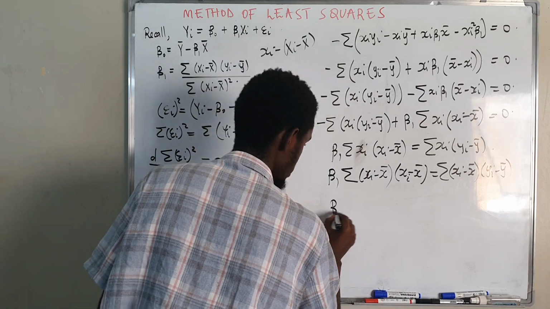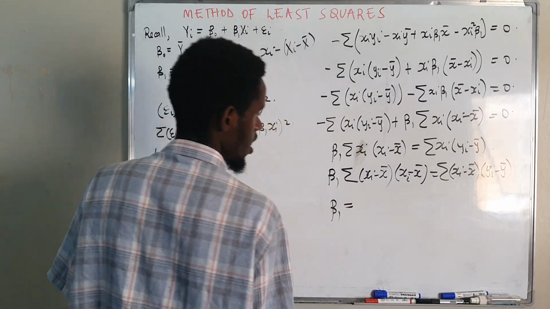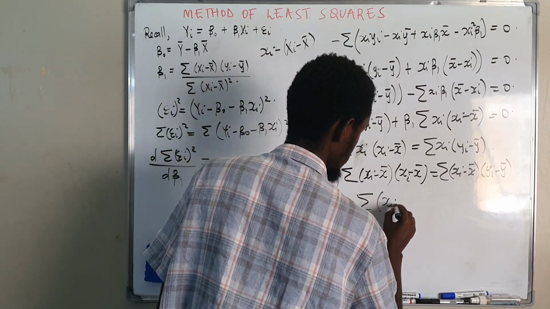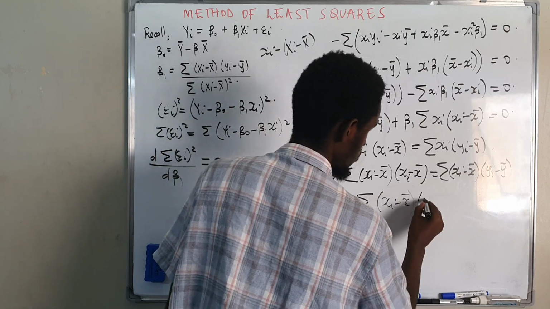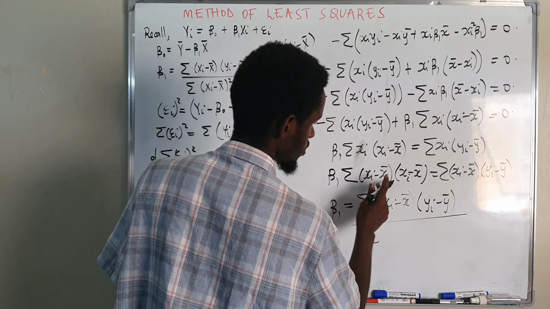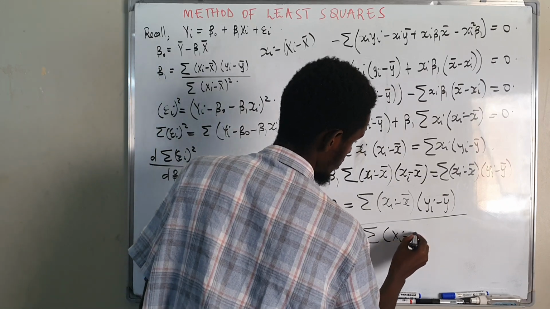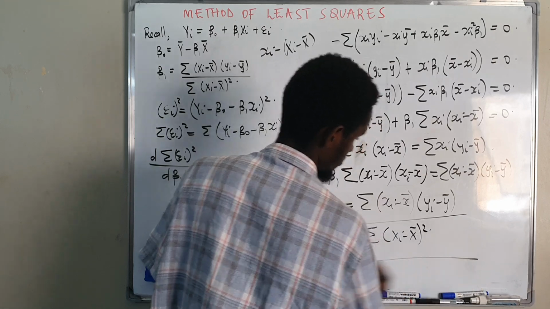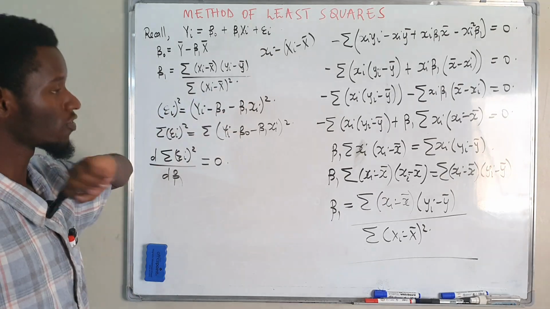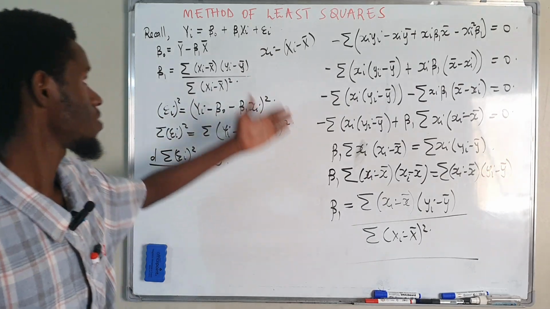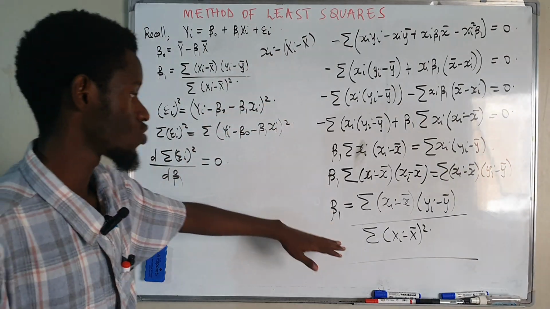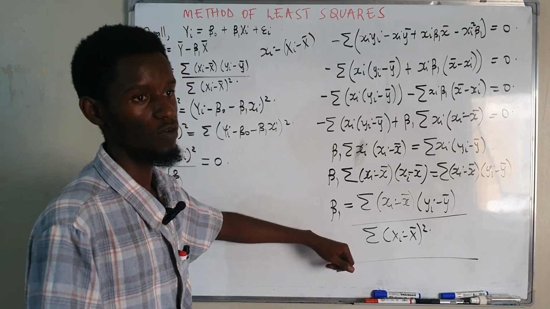Now, if I make b1 the subject, I just divide everywhere by this one. I have summation of xi minus x bar into yi minus y bar, over summation of xi minus x bar, everything squared. And this was our original formula we had for b1. Therefore, if you are asked to prove the method of least squares when fitting a simple linear model, you should be able to prove these different formulas.